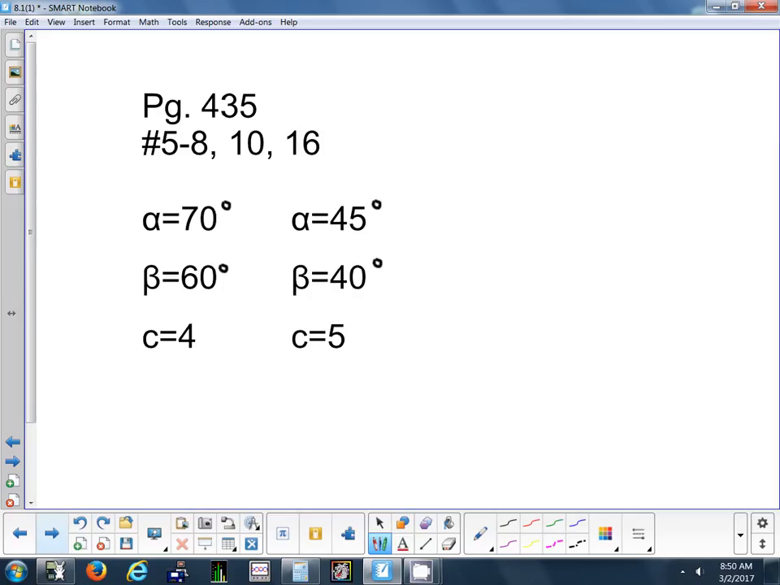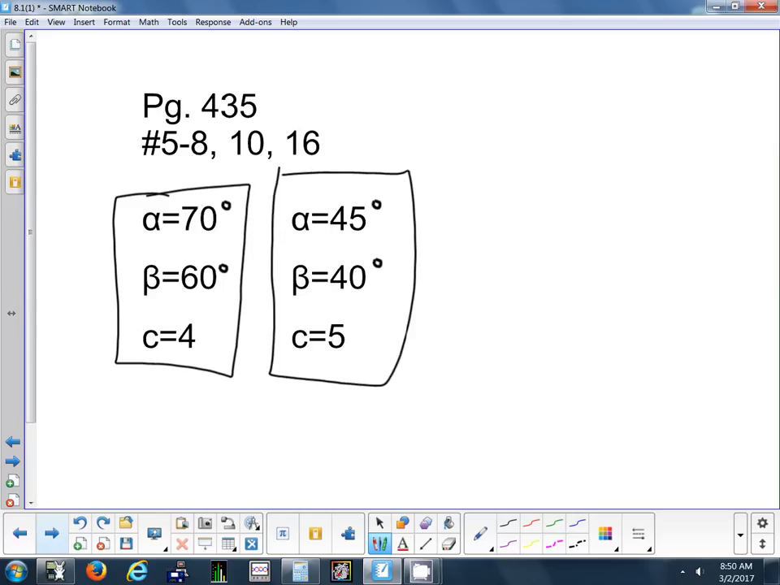So on 435, I want you to try those problems, 5 through 8, 10, 16. And then I added 2 problems of my own. So this is an extra one. Alpha, beta, and C. And that's another one.